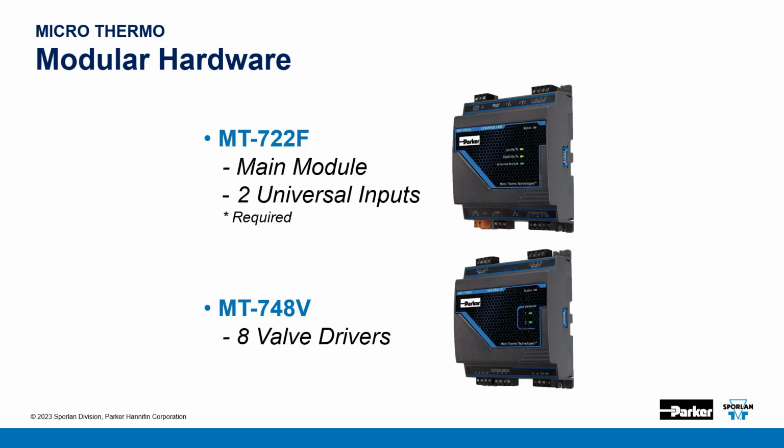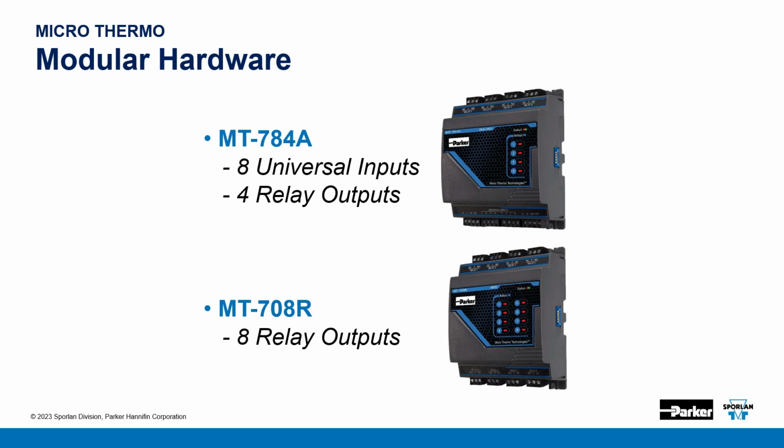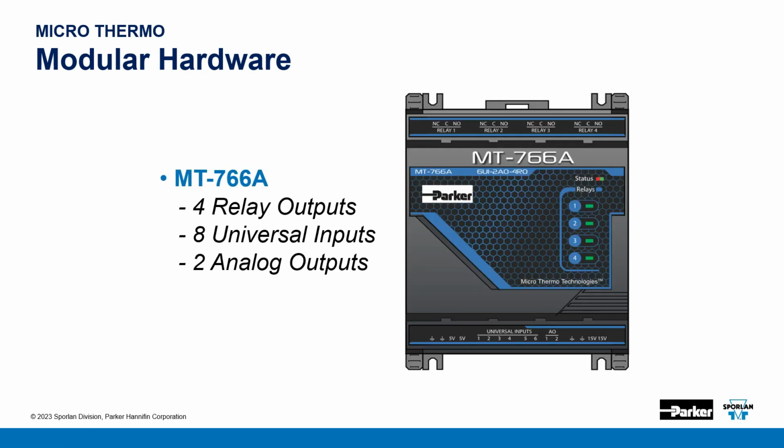So it's modular. All of the trains start with a 722F. You can then add a 748V, which can drive 8 stepper valves. You can have an MT784A that gives you 8 universal inputs and 4 relay outputs. You can also use a 708R, which gives you 8 relay outputs. And then finally, you can use an MT766A, which is a combo node that gives you 4 relay outputs, 8 universal inputs, and 2 analog outputs.